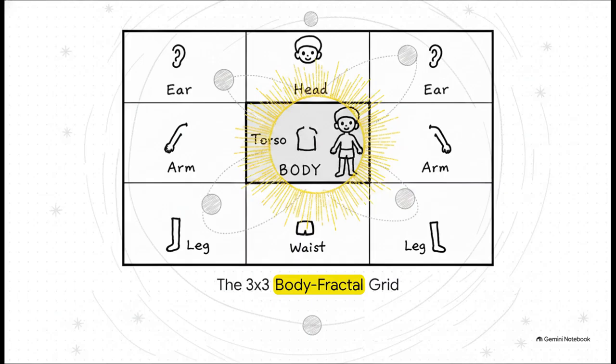Meanwhile, those 8 peripheral cells around it, the head, the ears, arms, waist, and legs, those function as the parts, or the planets. And notice how they're laid out. They're distributed around the center in a way that actually approximates real human anatomy. Head up at the top, legs down at the bottom. It just makes intuitive sense.